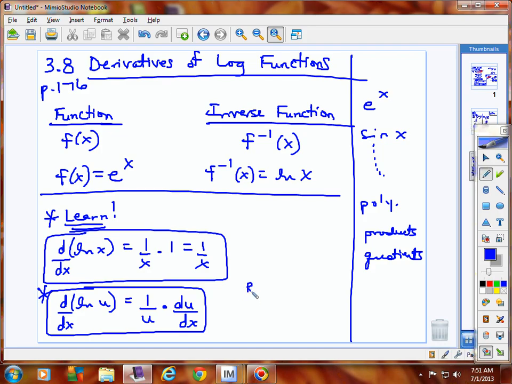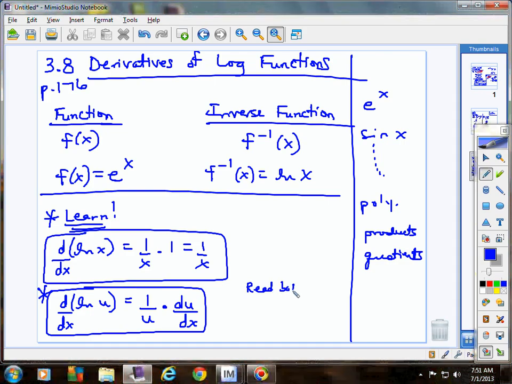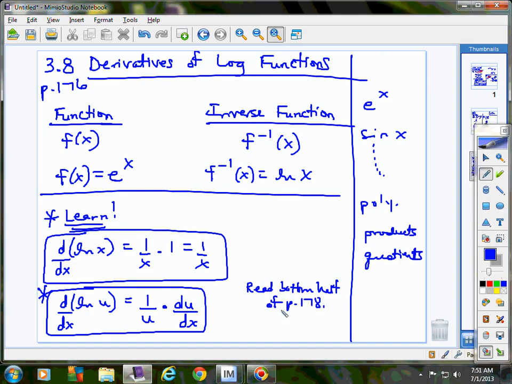Now, for homework, I want you to read the bottom half of page 178. For the why, the derivative of ln of x is 1 over x times 1. The derivative of ln of u is 1 over u du dx. I'll give you the steps there in your book.